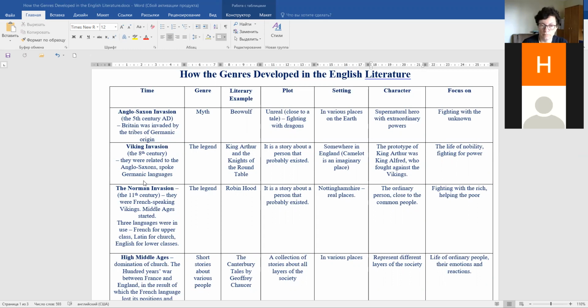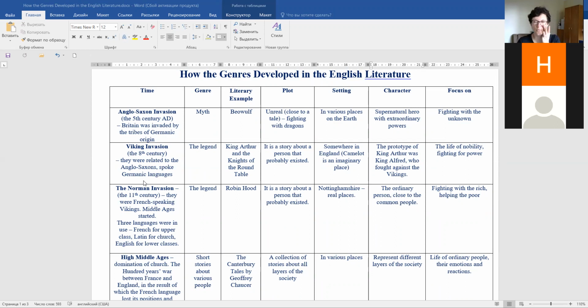The Viking invasion was in the 18th century. Vikings were related to the Anglo-Saxons and spoke Germanic languages. The main genre was the legend. The literary example is King Arthur and Knights of the Round Table. The plot is about a person that probably existed. The story is set somewhere in England. Camelot is an imaginary place. The prototype of King Arthur was King Alfred, who fought against the Vikings. And the focus is on the life of nobility and fighting for power.